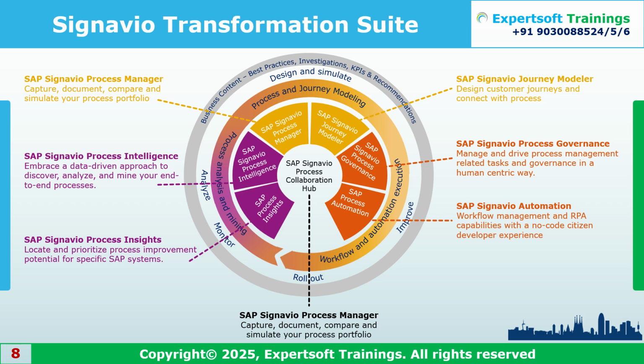This is the Signavio transformation suite. Okay, if you see this wheel, you can see various solutions offered by Signavio. Okay, this is the process collaboration hub. Generally, whenever we log into Signavio, the collaboration hub is the central entry point. From the collaboration hub itself, we can navigate to other solutions as well, like process intelligence, process manager, journey modeler, governance, and that. Whereas process insights is a separate URL altogether, which is not part of your collaboration hub.